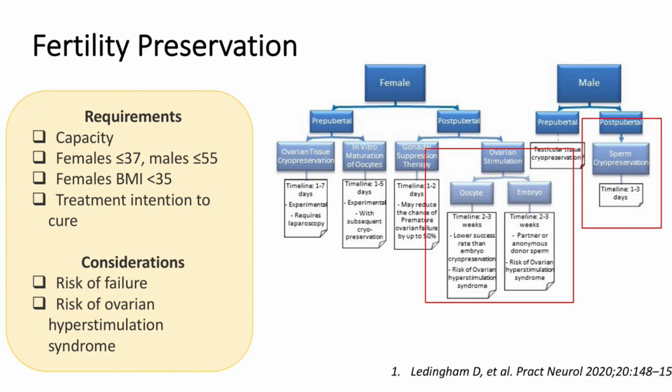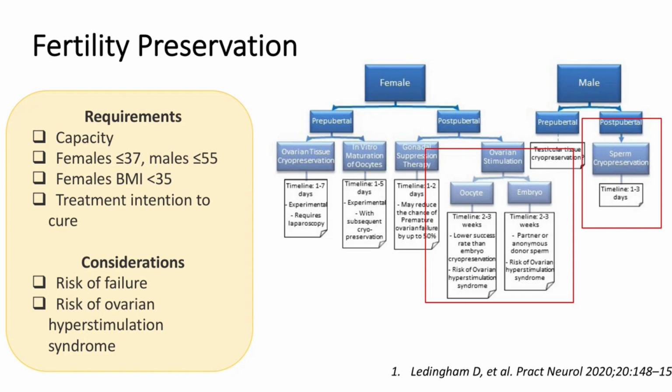This is a flowchart that I've taken from the Practical Neurology paper, which highlights the different pathways for males and females. For females, and I'm just highlighting the postpubertal pathways, it's a lot more complicated, and in particular the timelines are quite long. There's potentially 2 to 3 weeks to undergo the storage and preservation of oocytes or embryos, which has a significant impact on the planning of treatment, because usually where we need to use cyclophosphamide, we need to do it as soon as possible. Whereas in males, it's a lot more straightforward, with the preservation of sperm samples only taking a couple of days.